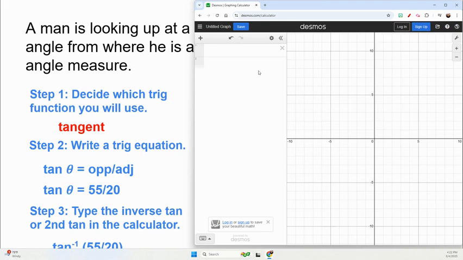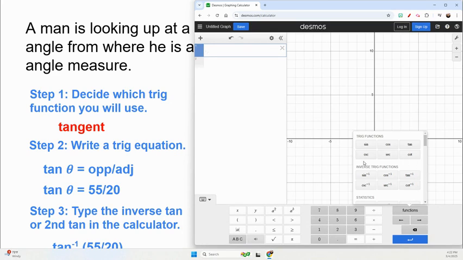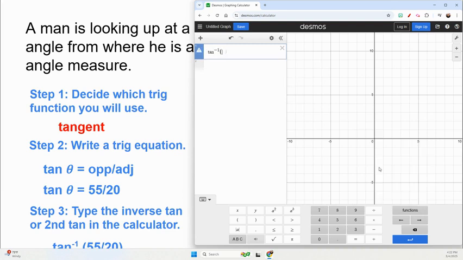Now we need to tell the calculator inverse tangent. And the way you do that is to click the little keyboard at the bottom and choose function. You'll notice all of the inverse trig functions are together here and we want the inverse tangent. So once we choose that, remember we did that by keyboard and then function. Now we can type in the 55 divided by 20 and we get our answer.